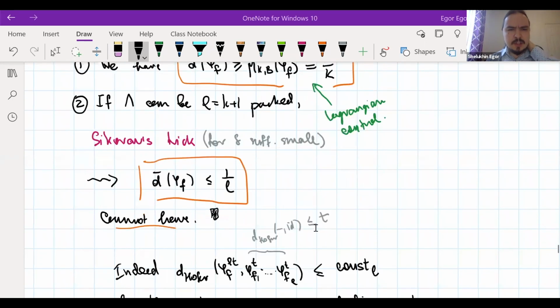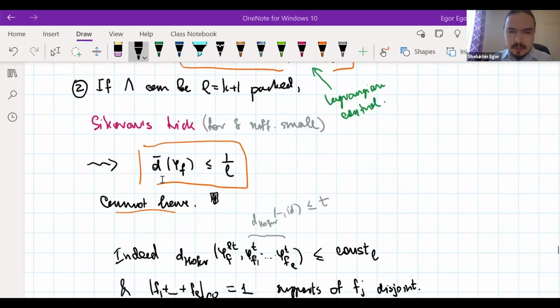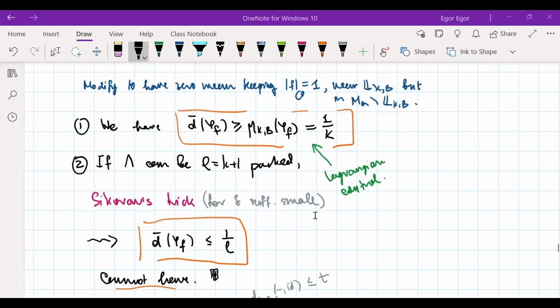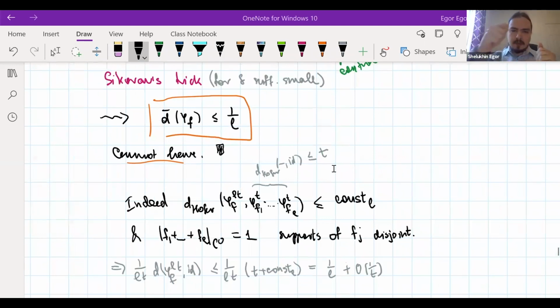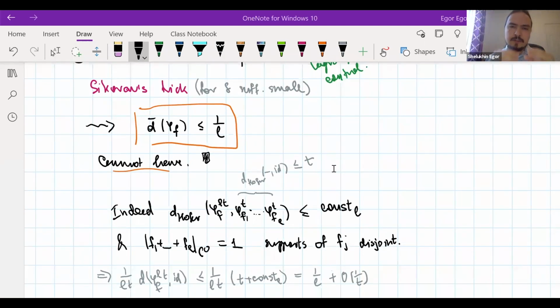And so just to remind Sikorov's trick, it works as follows. If lambda is L packable and F is supported really close to lambda, then by these packings we can redistribute F to L different places. So we have L different copies of F, F1 until Fl. They have disjoint supports. Okay, and since they have disjoint supports, the C0 norm of their sum is actually 1.